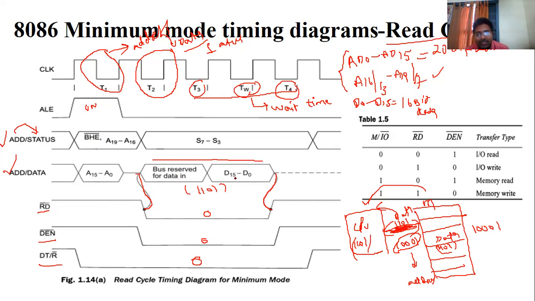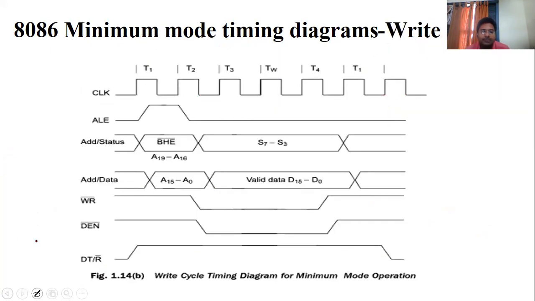Remember, it is on the bus only, but it is not transferred to the CPU, because the CPU checks whether the data is correct or not. For that purpose the DEN bar is required. Once the data is correct, the microprocessor performs the data transmission receive operation. Then only the data available on the data bus goes back to the CPU. So this is the operation.